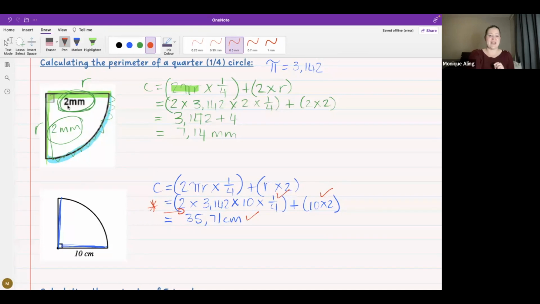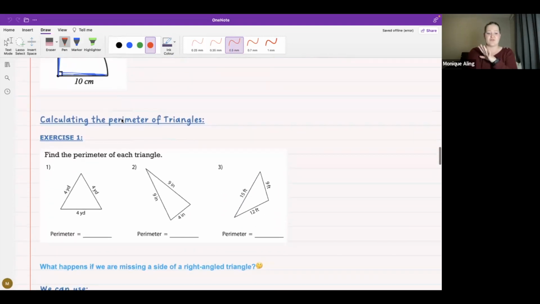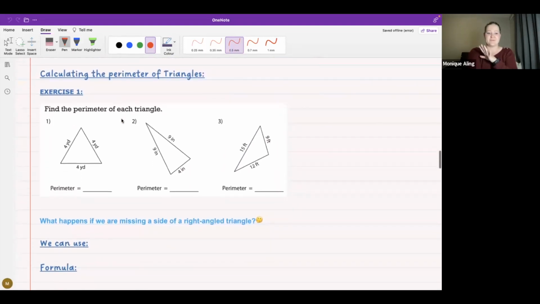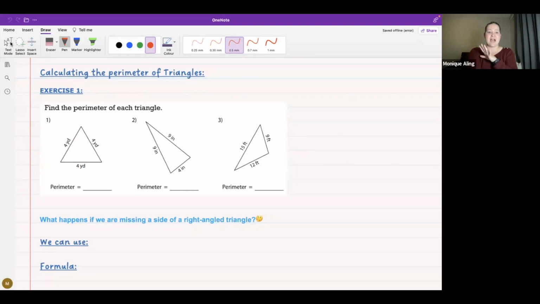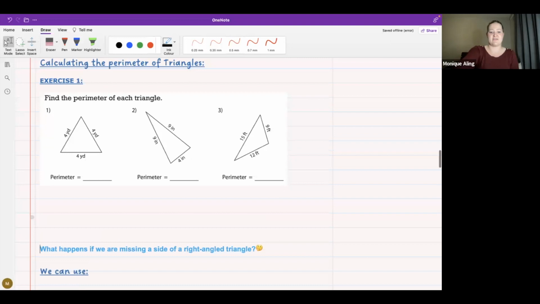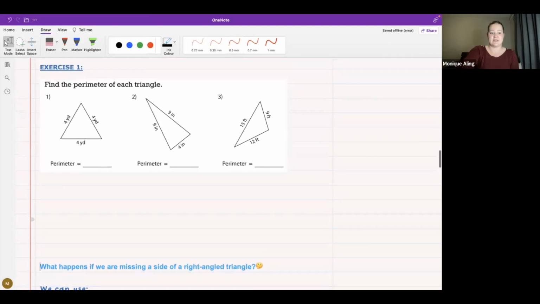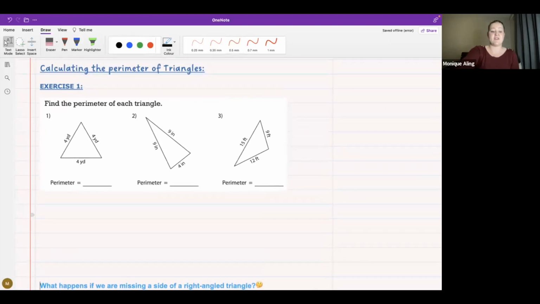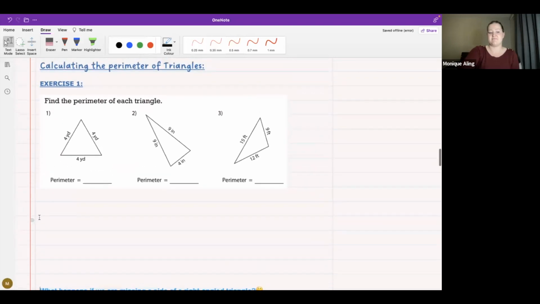Yes, next step. Okay. So nice and easy. Remember, perimeter is the easy part of measurement. We just add all the sides together. Circle is probably the most complicated shape when it comes to perimeter. But let's move on to triangles. Okay, I'm going to give you guys 2 minutes to quickly work out the perimeter of all 3 of these triangles. They are in imperial units, but that doesn't matter.